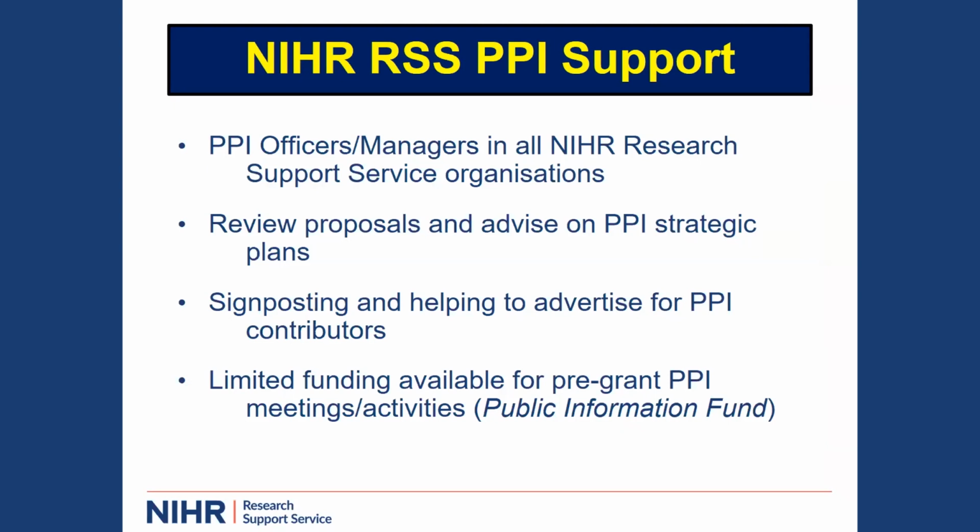There's also limited funding available for pre-grant PPI meetings and activities, called the Public Information Fund. This ranges from about £300 to £350 only. So it's a small amount of money to hopefully help get a meeting going with PPI contributors so that you can do your pre-grant PPI activities and inform the rest of your application. So hopefully your departments or your units will also stump up some cash to help you do that pre-grant activity, given the importance it will have on whether or not your application succeeds.